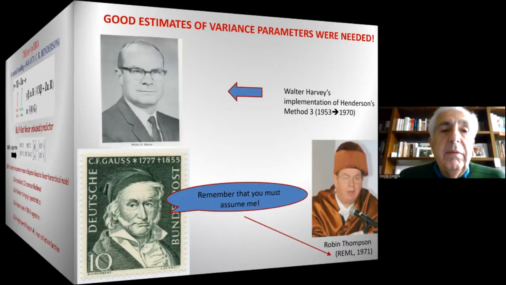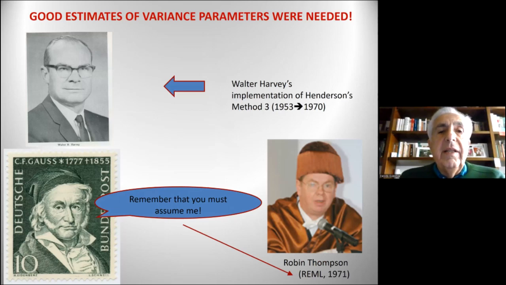To do BLUP, various components were needed. So there was a lot of work in the 60s, 70s, and 90s to develop good estimates of various components. And I would like to single out Professor Robin Thompson from Edinburgh, who introduced likelihood-based methods in animal breeding, notably a method called REML, residual maximum likelihood.